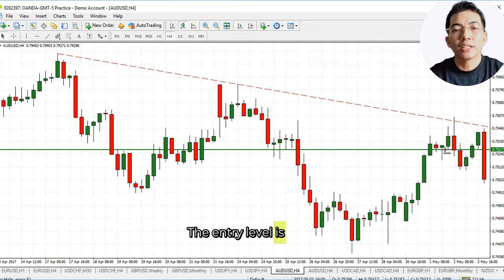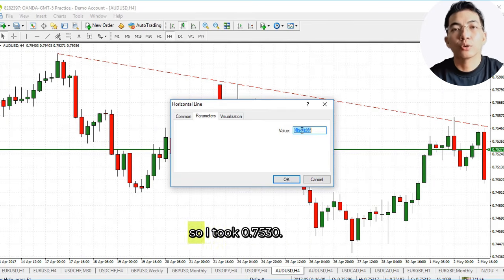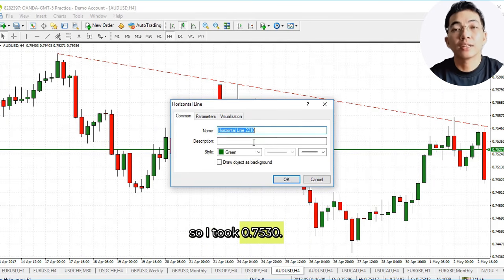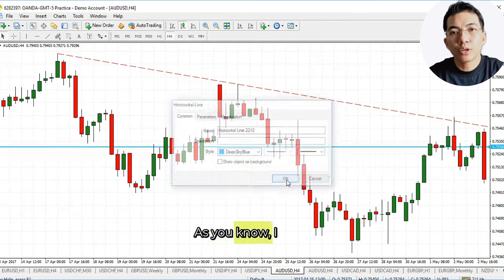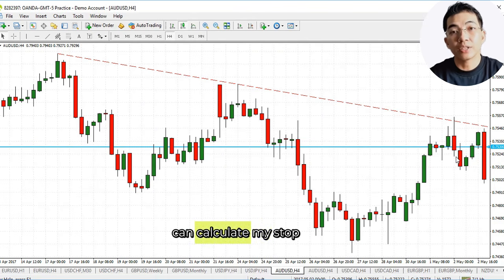The entry level is quite easy. I opened my trade right after this candle, so I took 0.7530. As you know, I like to get my trade with a price that ends with 0 or 5, so I can calculate my stop loss and take profit faster.